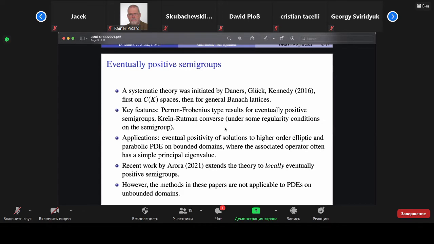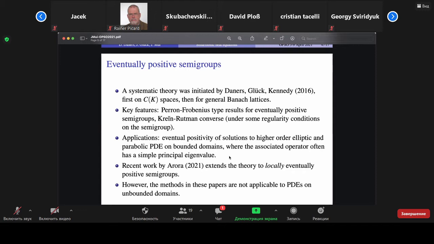And especially from my perspective, what's most interesting is that this theory can be used to analyze eventual positivity for solutions to higher order elliptic and parabolic PDE on bounded domains. So here's the crucial thing, because it is very often assumed that there is a principal eigenvalue that is simple, or in some cases, this is relaxed a little bit, but anyway, the presence of isolated spectral values and poles of the resolvent operator is really quite crucial.